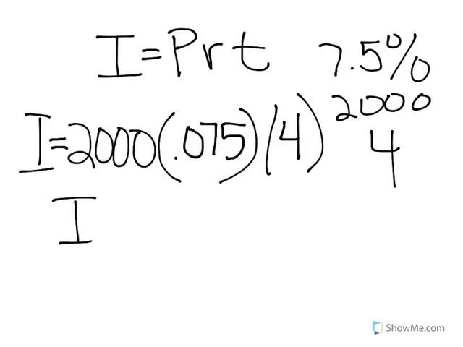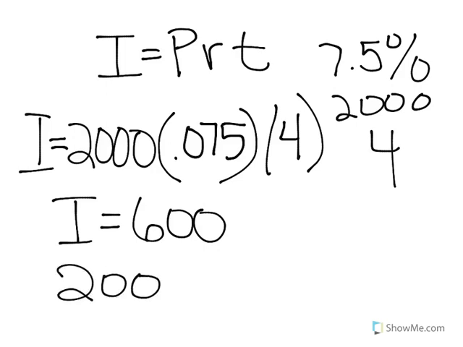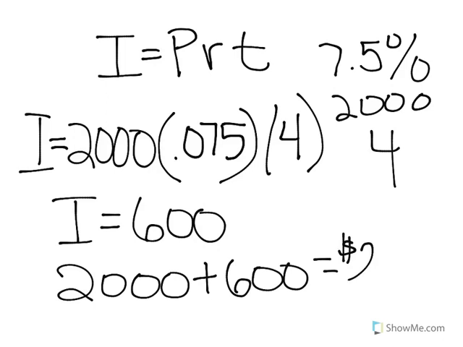So when we multiply all of that out, we get $600. And that means that in the 4 years, Jessica's going to earn an extra $600 in interest from her grandparents. So on top of the $2,000 that they're giving her, she's going to earn an extra $600 in interest. So at the beginning of her college, she's going to be able to start college off with $2,600 saved.